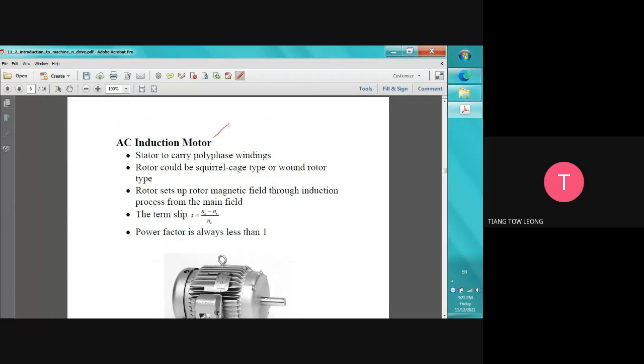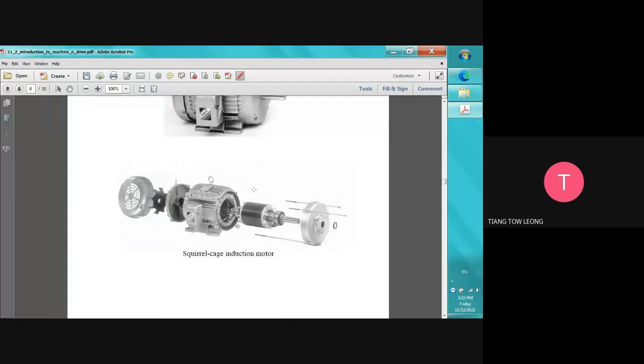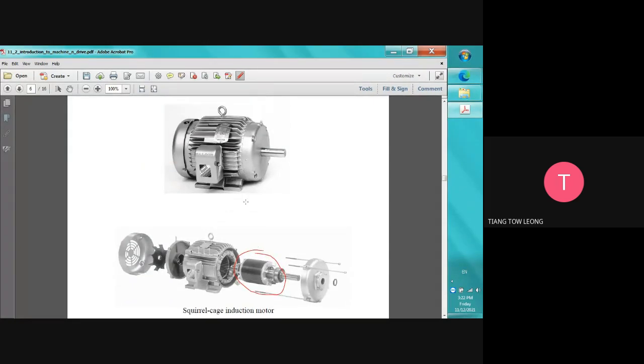Okay, so another type is the classical AC induction motor. The stator carries the polyphase winding. Polyphase means it can be single phase, two phase, three phase, five phase, six, seven, all possible. The rotor could be squirrel cage or wound rotor type. Wound rotor type means the rotor is wound like this. Then the squirrel cage one will be like this. This is the squirrel cage, no winding inside.